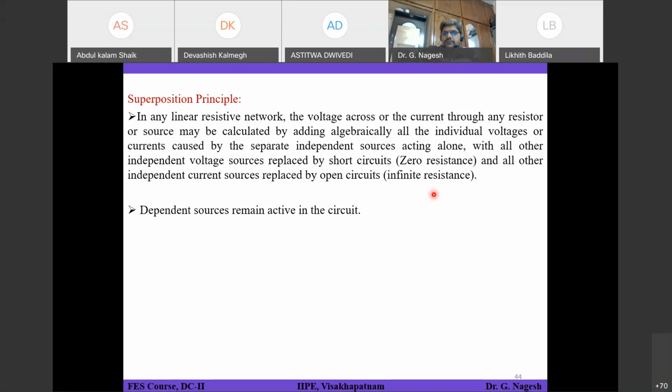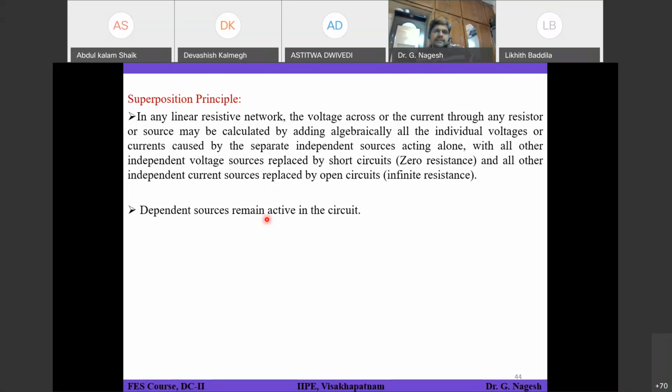Stage 2, what will you do? You will consider the independent current source, and the voltage source should be replaced by a short circuit, that means zero resistance. You will solve it and find the response. The response means current in any branch or voltage across any branch. Then the two stage results that you have got, you have to add algebraically to get the net output. Anyway, once you go to the example you will understand better.